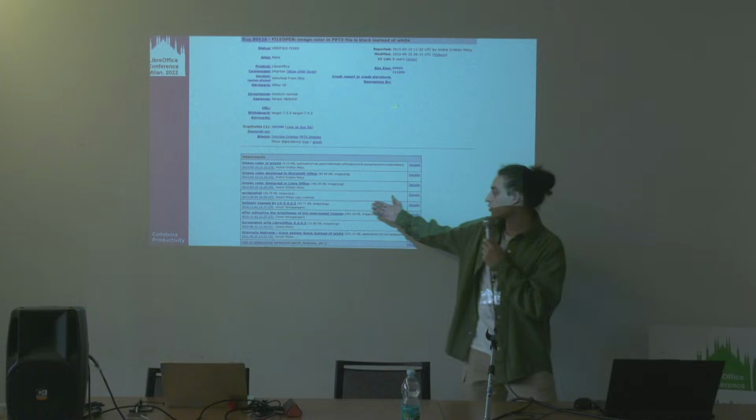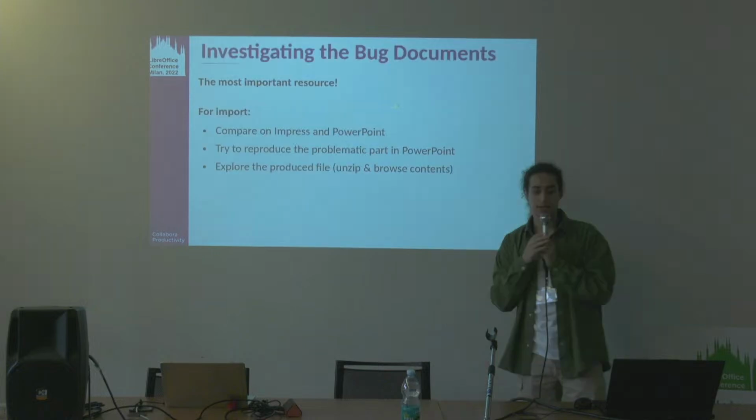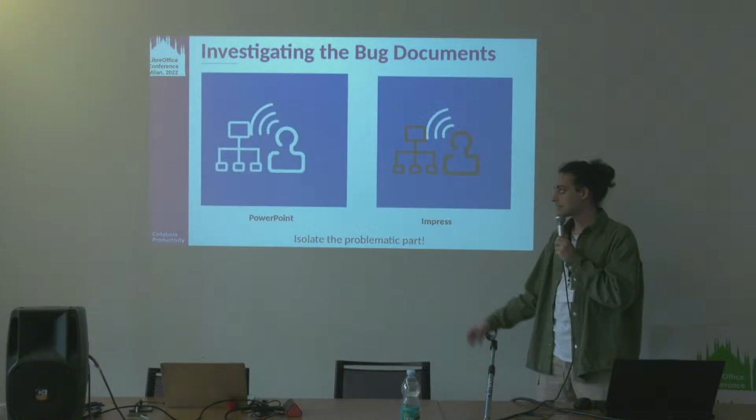And finally, usually this is, I think, the most important part. If we can't do that, exploring the produced file, unzipping it and browsing the content, we will have to do that anyway. And for instance, for the bug case that I just showed here, the attached images show that this is how it appeared on PowerPoint, and this is how it appeared on Impress. And when we look through the zip and the pictures themselves, they actually look how it looks on Impress.